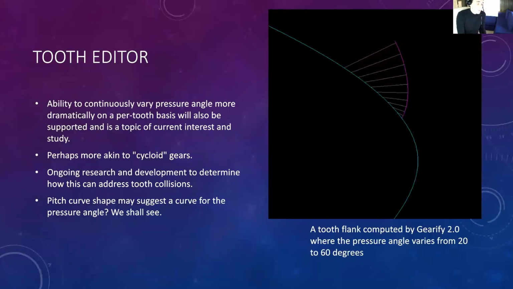Another topic of great interest for me is continuously varying the pressure angle more dramatically on a per tooth basis. Here you have a pressure angle varying from 20 to 60 degrees, and it's tracing out the tooth very nicely. This is perhaps more like cyclo gears than involutes, but it's still a topic of great interest, and I'm studying how this sort of variation can be used to help you address some of these collision issues, and perhaps the software may end up smart enough to suggest this variation when necessary.